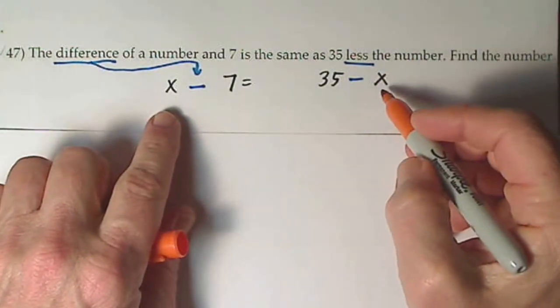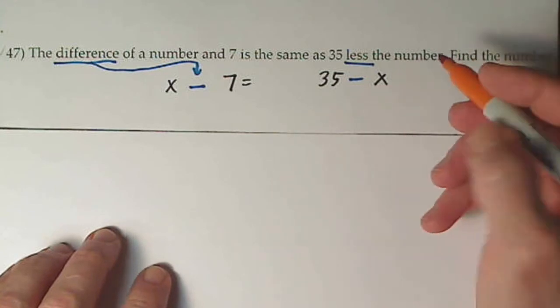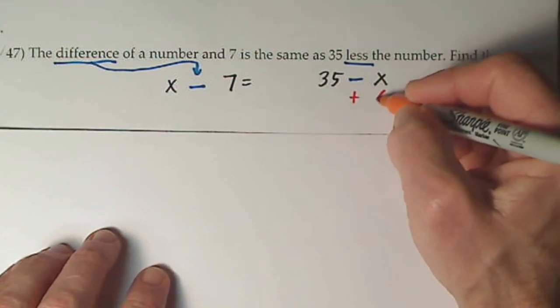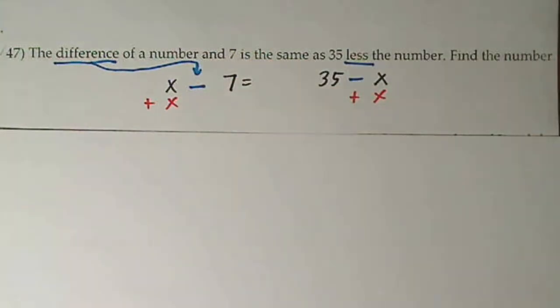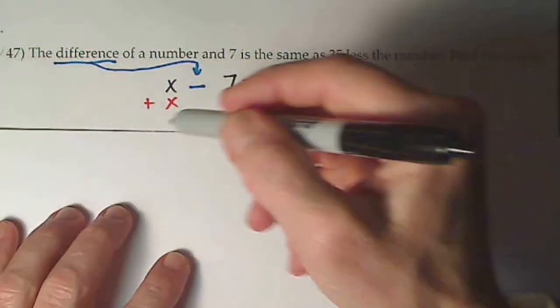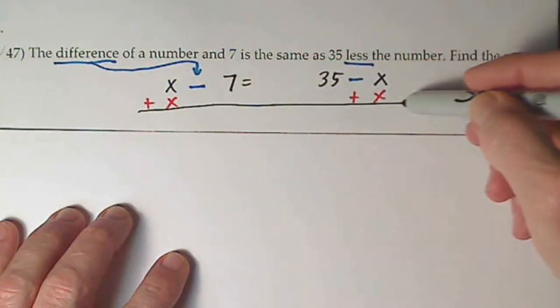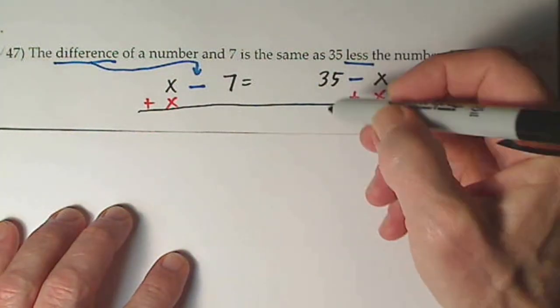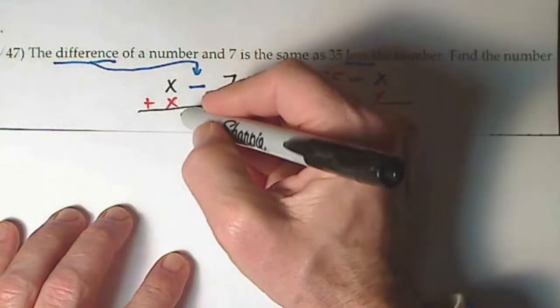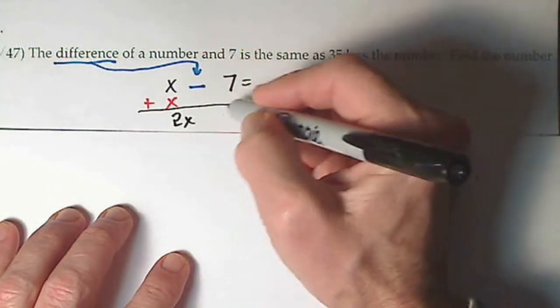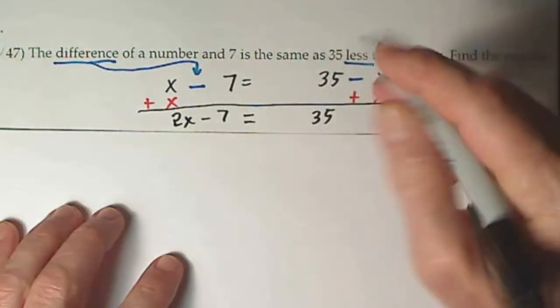I can't have an x on each side, so I'm going to get rid of this x by saying plus x and plus x. And I just draw a line here. That gives me a 0. I don't have to write it. Here's the 35 equals 2x. Bring down your negative 7. Okay.